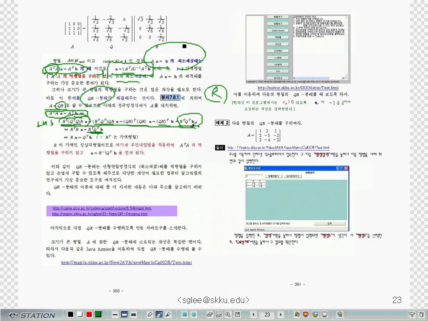It's a matrix which is a triangle, so the solution is found by solving this triangular matrix. So we just use back substitution and we can find the solution in this way.